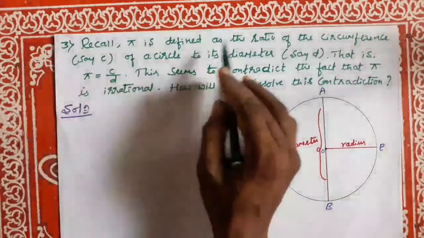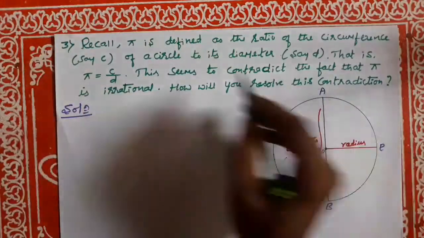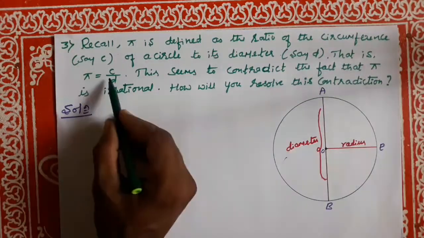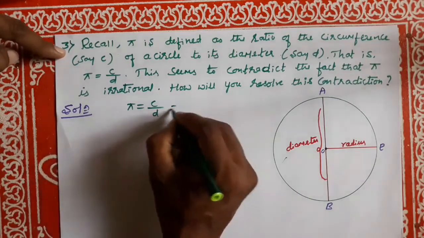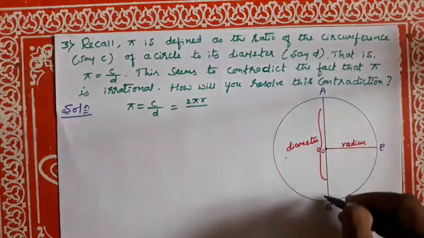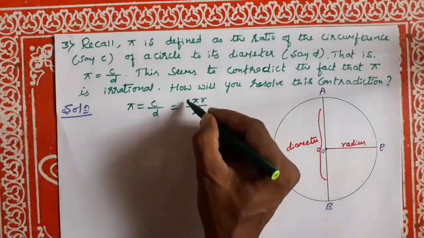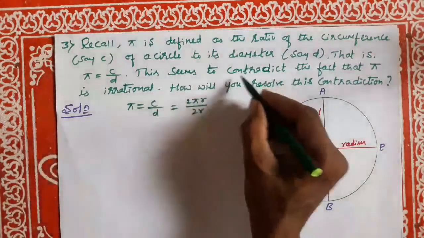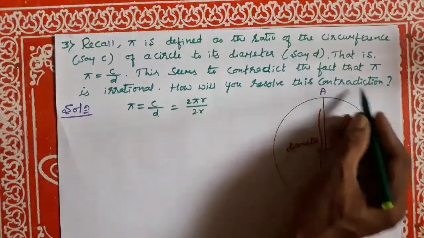Dear students, now we have to discuss the third main. Recall, pi is defined as the ratio of the circumference C of a circle to its diameter AOB, that is, pi is equal to C by D. The circumference of a circle is 2 pi r, and the diameter is 2 times the radius. The r will get cancelled, the 2 will get cancelled, leaving pi only. Therefore pi is equal to C by D. This seems to contradict the fact that pi is irrational. How will you resolve this contradiction?